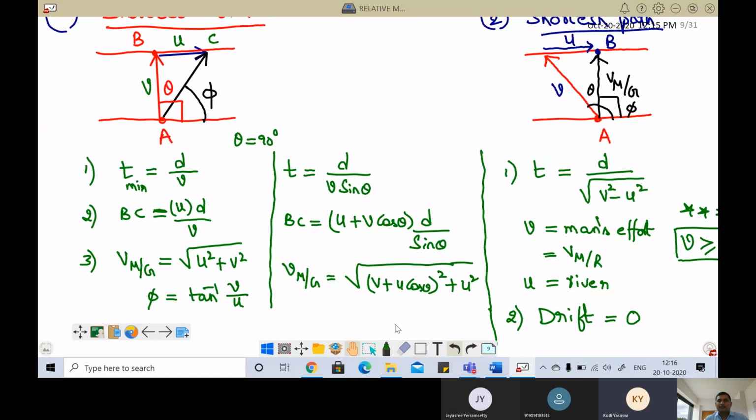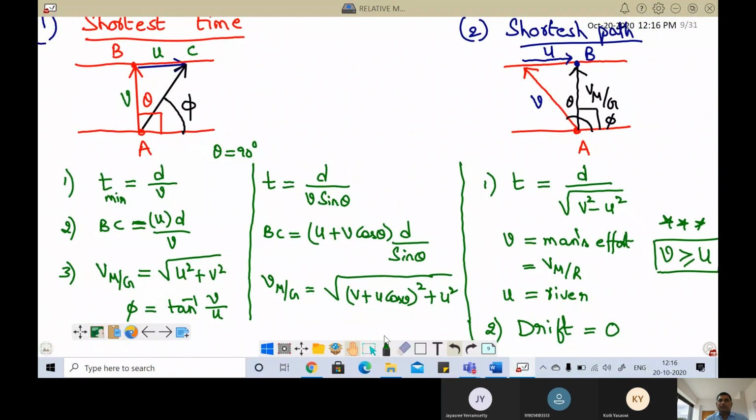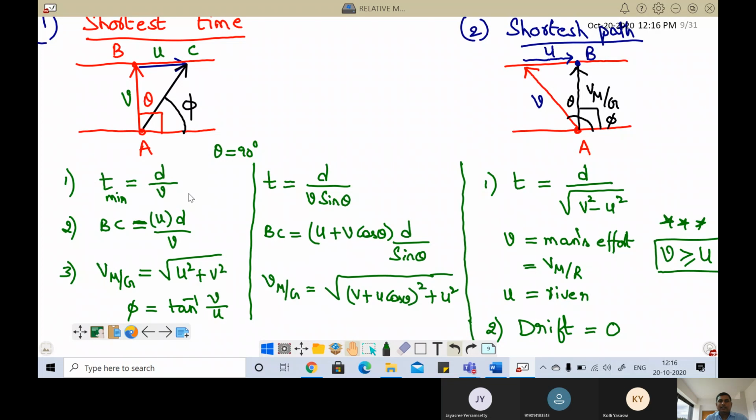So is it clear? Now in the shortest time, what is the formula for time? d by v. What is the drift formula? u into d by v. And in the shortest path, the t formula is d by root over v square minus u square, and drift is equal to 0. And remember, the man's velocity should be greater than the river velocity. If river velocity is more, what will happen? He will reach the destination, but he will never cross the river in the shortest path.